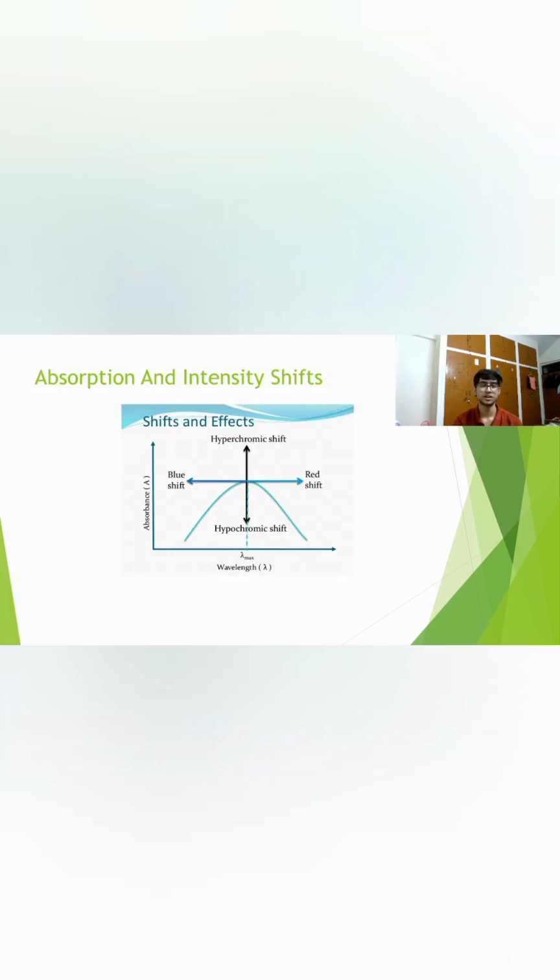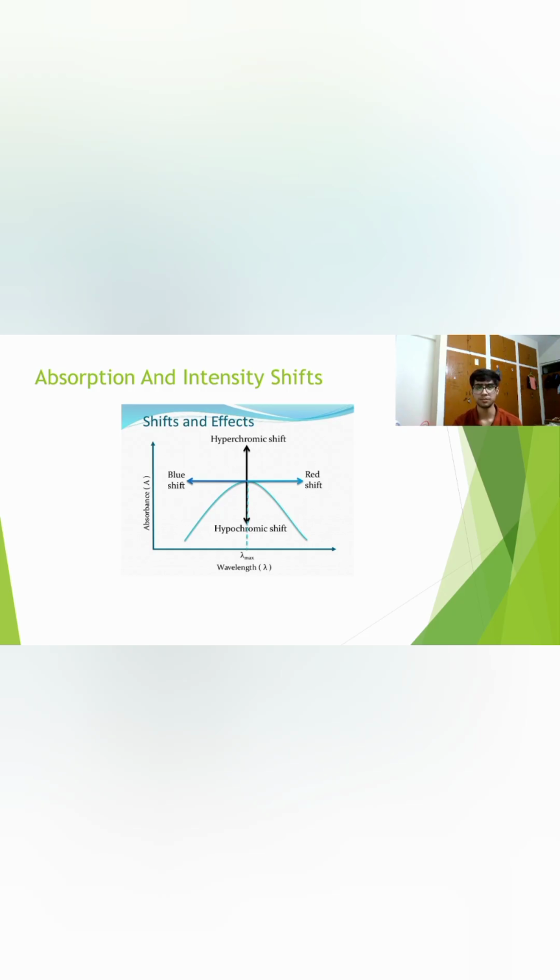So here from the given graph, we can see the various types of shifts. The first one is bathochromic shift, which is also known as red shift. When the absorption wavelength of light shifts to a longer wavelength, it is known as red shift. And the next is blue shift, which is also known as hypsochromic shift. In this, when the absorption wavelength shifts to a shorter wavelength, this shift occurs.